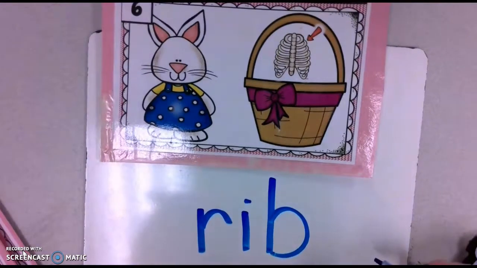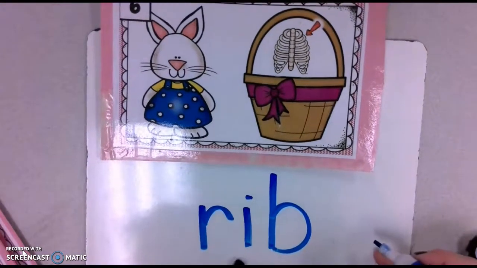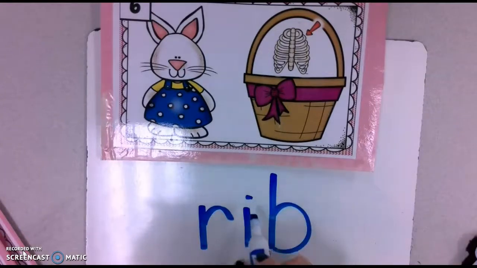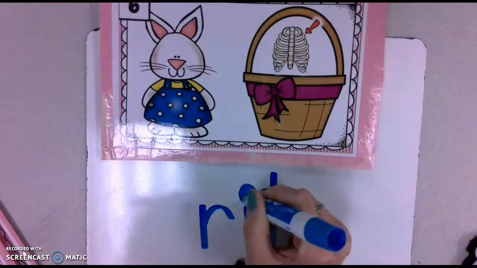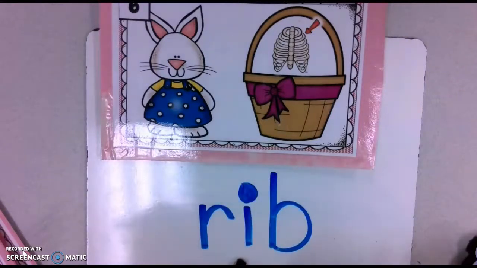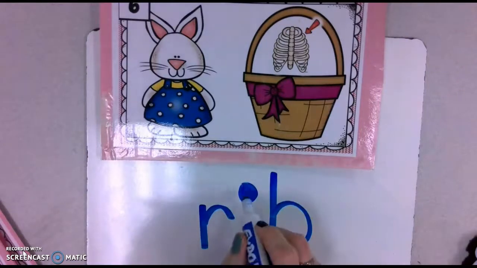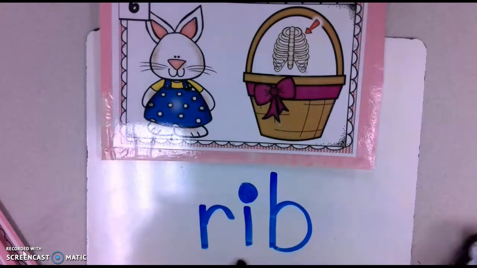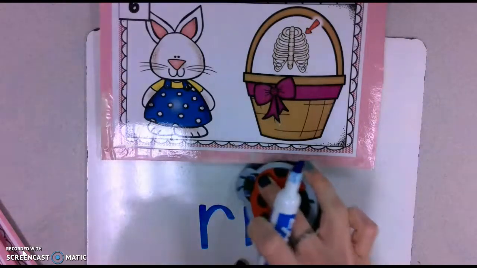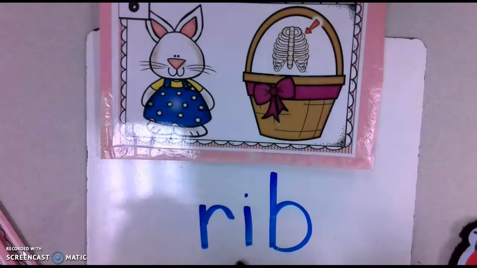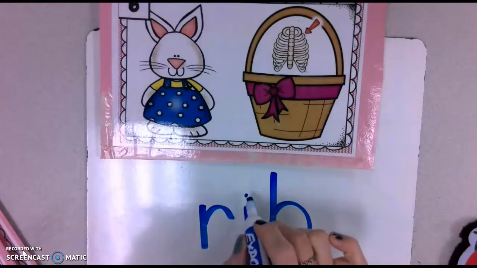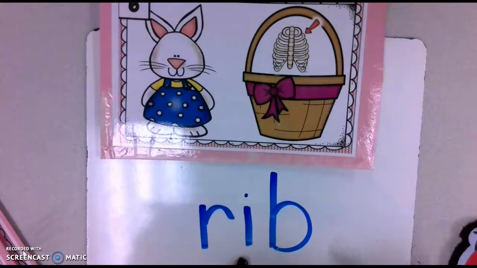Rib. Now, I want you to look at your paper right now. Does your I have a dot at the top, or does it have a big filled in circle? Uh-oh. If you have a big filled in circle for your I, make sure that you take your eraser, if you wrote with a pencil, and do just a dot. That way, the next time we do an I, you will remember to just do a dot. Remember, we don't fill in that dot.